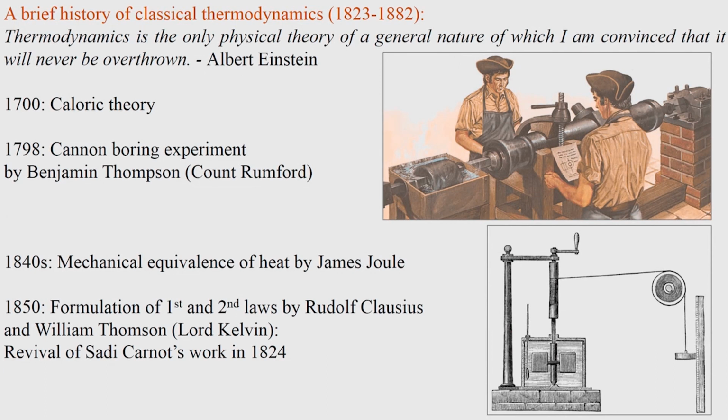Now, by 1840, it was very well known from Joule's experiment that the caloric theory is wrong, but around the 1850s two great figures in thermodynamics appeared, Rudolf Clausius and William Thomson, who is also known as Lord Kelvin. They theoretically, or formally, formulated all of this into two basic laws, known as the first law and second law of thermodynamics, based on the experiments of Joule and Count Rumford.